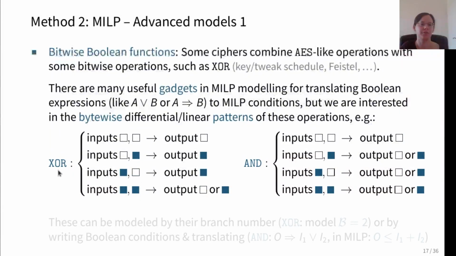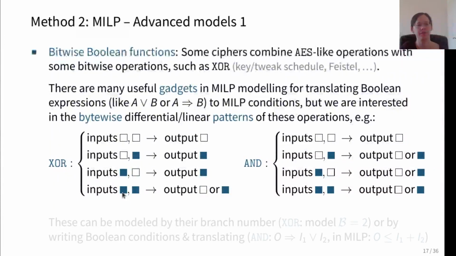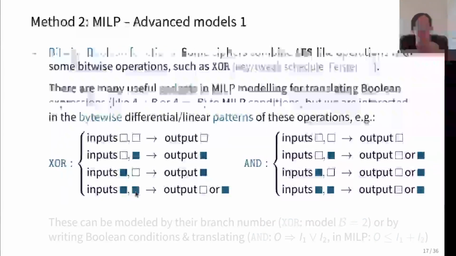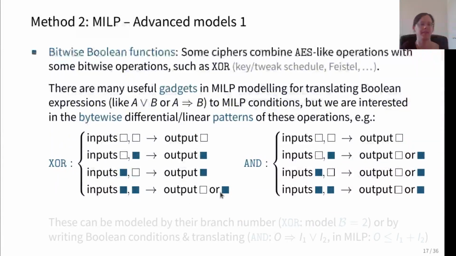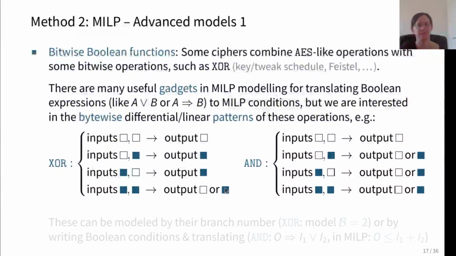Now, where things get different from bitwise XOR is if both inputs are active. Because in that case, it could be that both outputs are inactive, because the differences in the input cancel out like they would for a standard XOR. However, it's also possible that the output is also active. Why is that? This is because if the input bytes are active, we aren't guaranteed that the active bit is in the same position. So it could be that in this byte here, the first bit is active, and in this byte here, the second bit is active, which means in the output, both the first and the second bit of the byte are going to be active. So it can be either this pattern or this pattern.